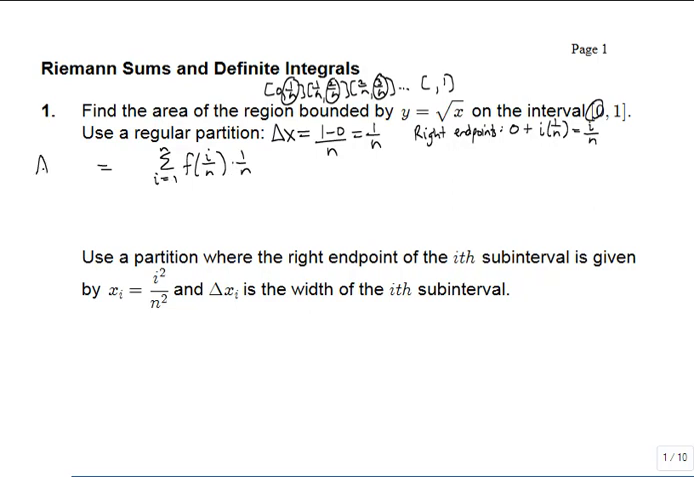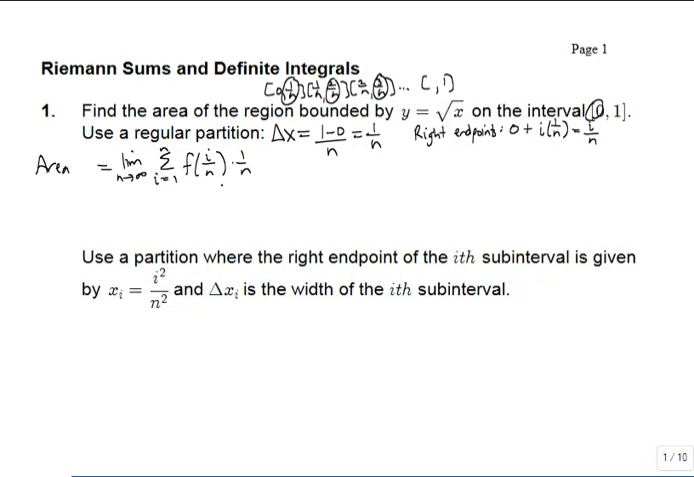Now to turn this into the exact area, we take the limit of this as n goes to infinity. So we make these rectangles get smaller and skinnier, and that means we get more and more and more of them. And that turns this approximation into an exact value.